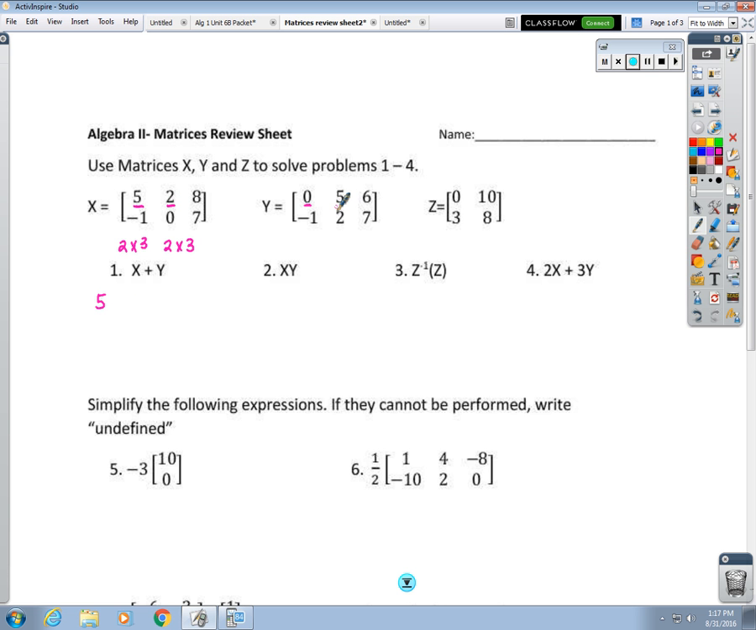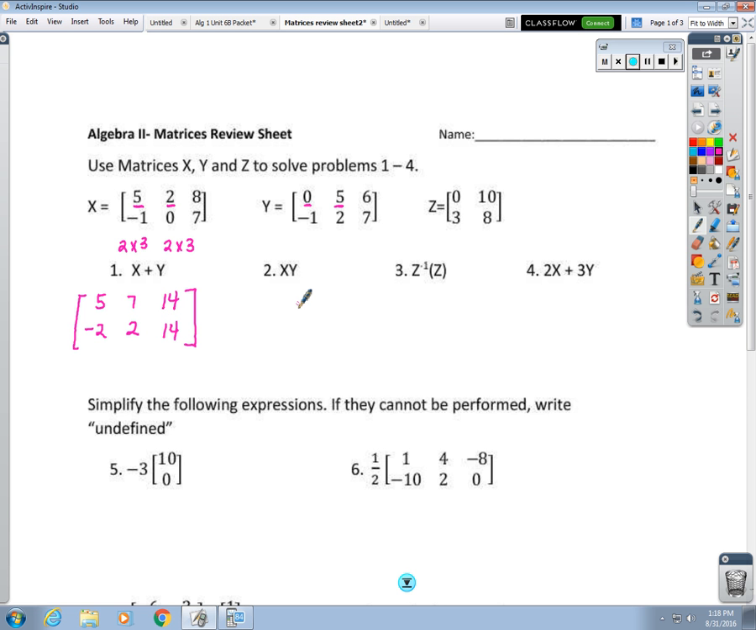5 corresponds with 0, so the first element would be 5. 2 corresponds with 5, so when you add those you get 7. 8 plus 6 is 14. -1 plus -1 is -2. 0 plus 2 is 2. And 7 plus 7 is 14. Okay, your answer will also be a 2 by 3, just like both matrices were. Adding and subtracting, they have to be identical, rows and columns, and your answer will also be that same dimensions. Is that what you got?